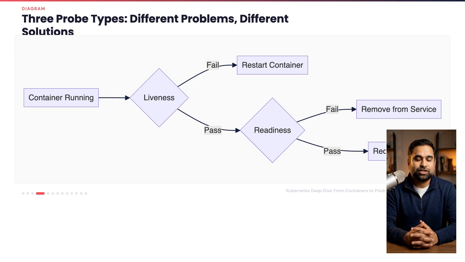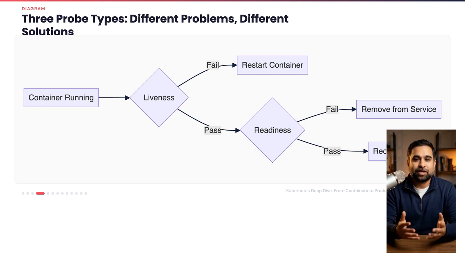Startup probes are special. They run only during container startup and disable liveness and readiness probes until they succeed. Once the startup probe passes, the other probes take over. This protects slow starting applications from being killed before they're ready. Here's the key insight: liveness restarts containers, readiness redirects traffic. They solve different problems, and you often need both.